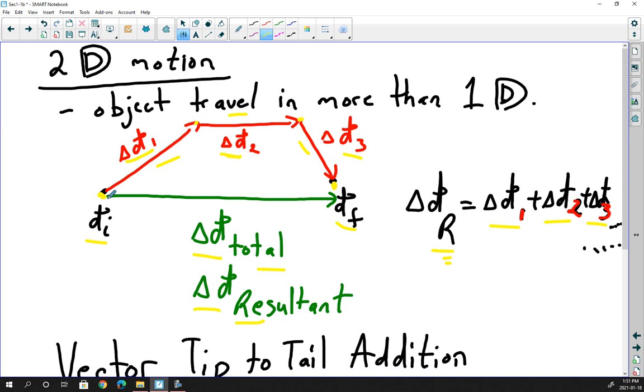So even though the object never went along this green total or resultant displacement line, that is the mathematical reality of what the difference is between its final position and its initial position. It's shown by this green arrow here. It's so many meters away from the initial position in a particular direction. But how would we find that if we're adding vectors? We're not adding numbers like 1 plus 2 plus 3 equals 6. It's not like that. These are vectors. They have to be added differently. And we did look at this in grade 11, and we're going to review it right now.